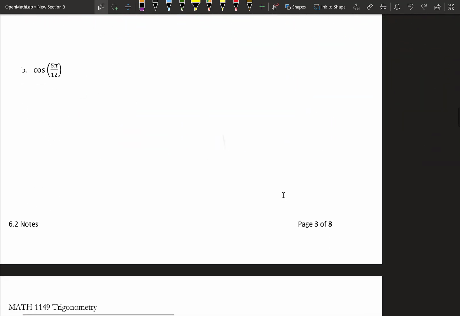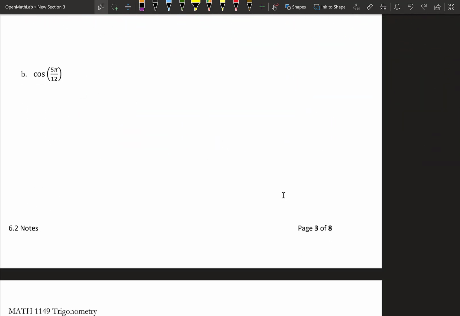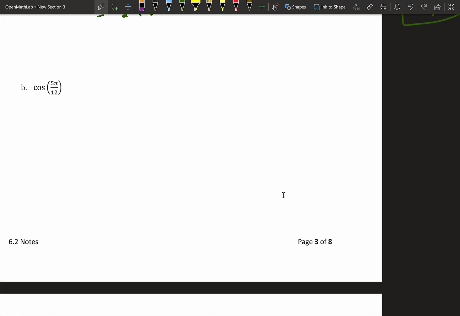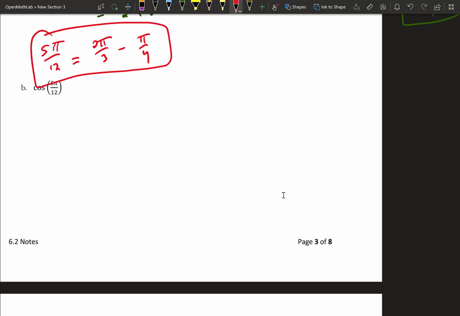Same thing with part B. So with part B, we want to think about how could I come up with 5 pi over 12, but using the angle measures from the unit circle that we already know. So it turns out that what we'd want to use is that 5 pi over 12 is equal to 2 pi over 3 minus pi over 4. Coming up with this relationship with known degree values might take a little bit of thought, but you could figure it out.